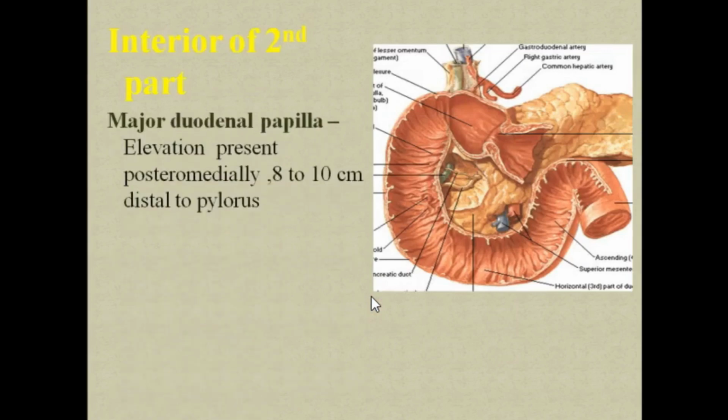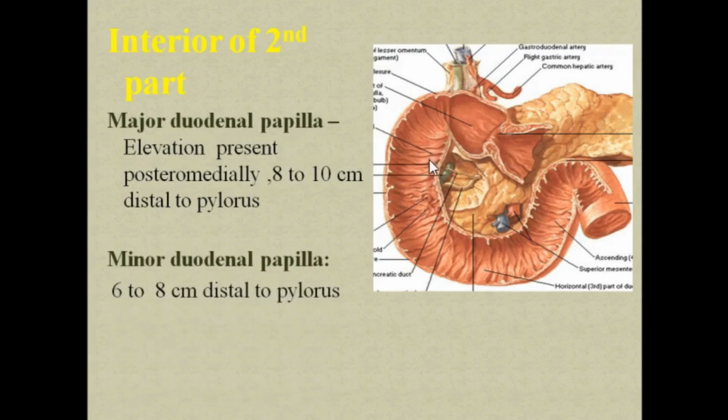So interior of second part is very important because of some specific features, as we already discussed, that is we have got interior with mucous folds. We have got circular mucous folds present over there, and in that we have got two important papillae, that is major duodenal papilla and minor duodenal papilla. So major duodenal papilla, it is an elevation present posteromedially 8 to 10 cm away from the pyloric part of stomach. So minor duodenal papilla, it is just 2 cm above the major duodenal papilla, which is again 6 to 8 cm distal to pylorus.